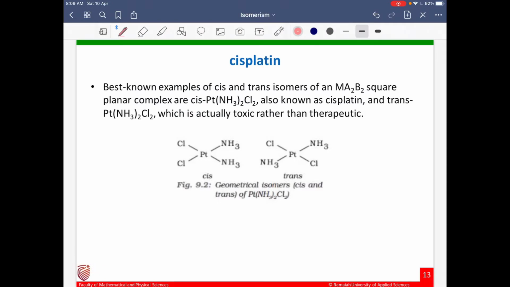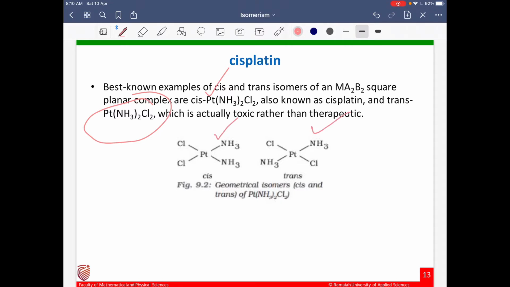One of the best known examples of cis and trans isomers of an Ma2b2 square planar complex is cisplatin. The formula is cis-platinum NH3 twice and Cl2. It's also called cisplatin. And transplatin, platinum NH3 twice Cl2, is actually toxic rather than therapeutic. Cisplatin is used in medical applications, whereas transplatin is toxic and cannot be therapeutic. The structures are given here.